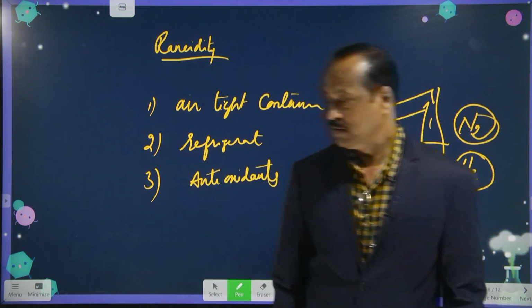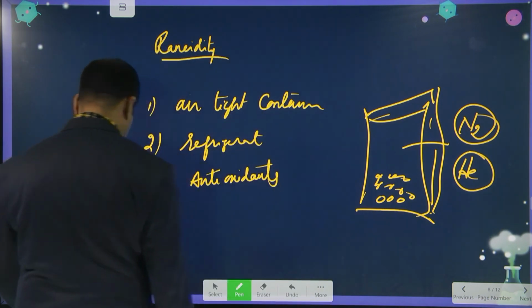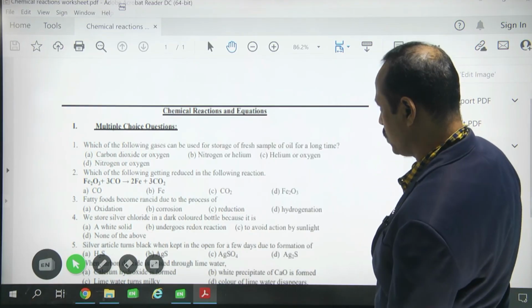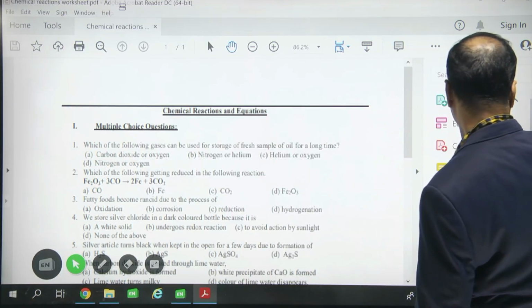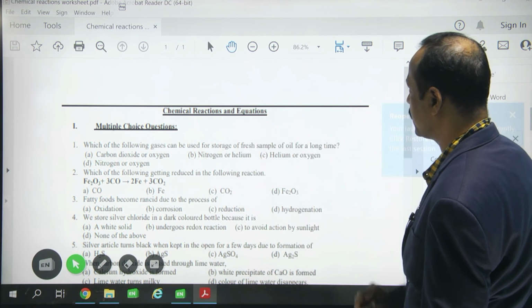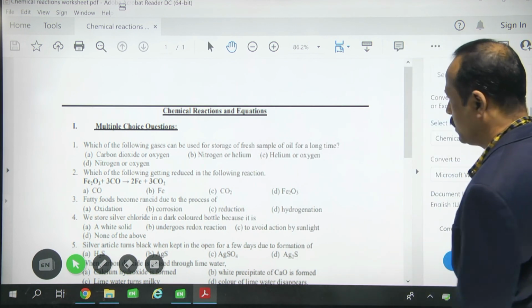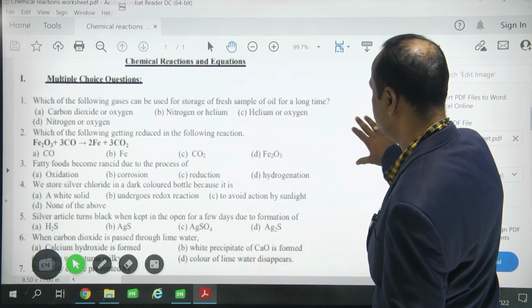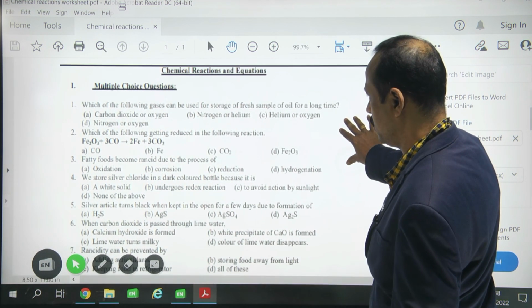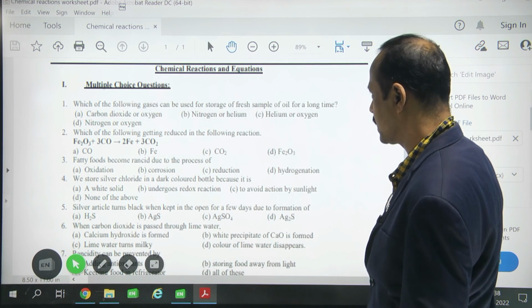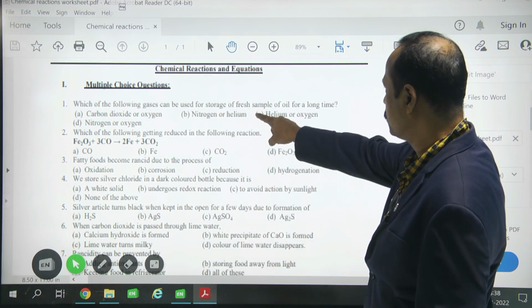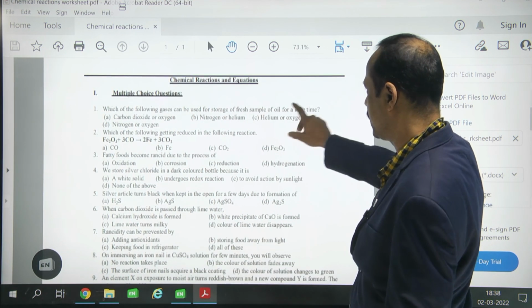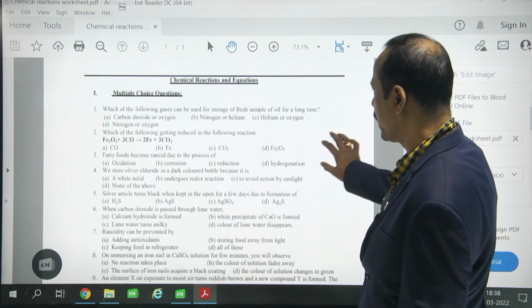That's all. With this we are done with this topic, and we actually completed this chapter. Here a few questions are given. Once you see these questions, let's quickly discuss. Which of the following gases can be used to store a precious sample of oil for a long time? Very good, nitrogen and helium.